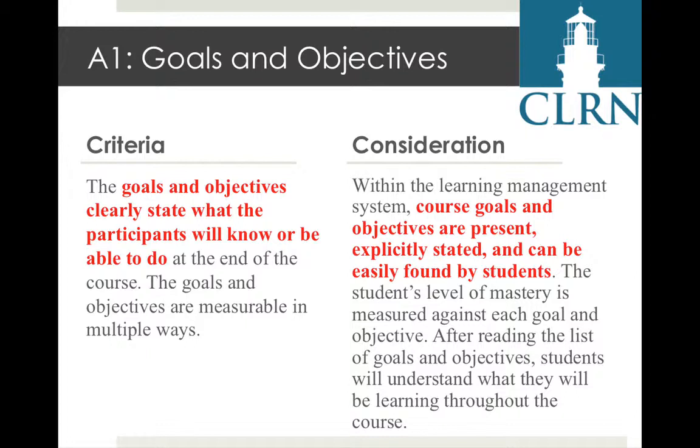fairly obvious. Within the learning management system, course goals and objectives are present, explicitly stated, and can be easily found by students. The student's level of mastery is measured against each goal and objective. After reading the list of goals and objectives, students will understand what they will be learning throughout the course.